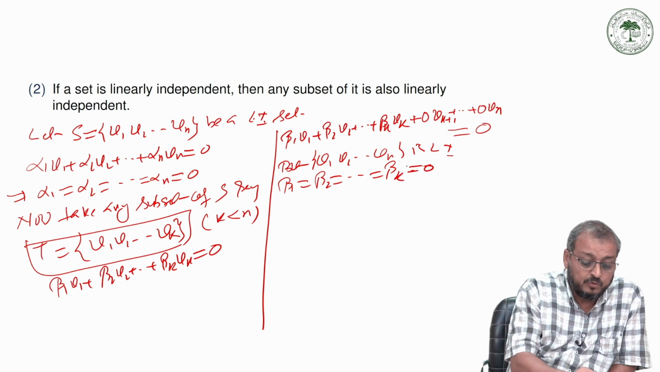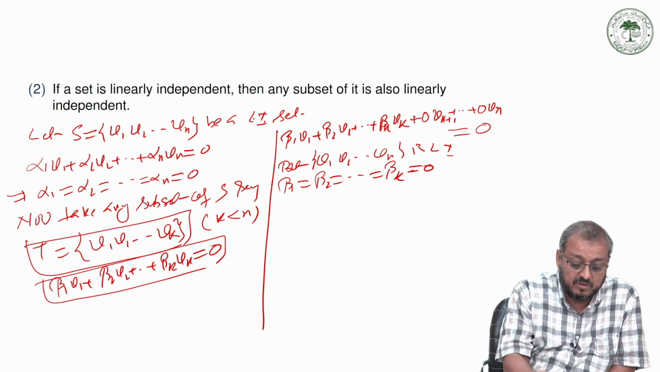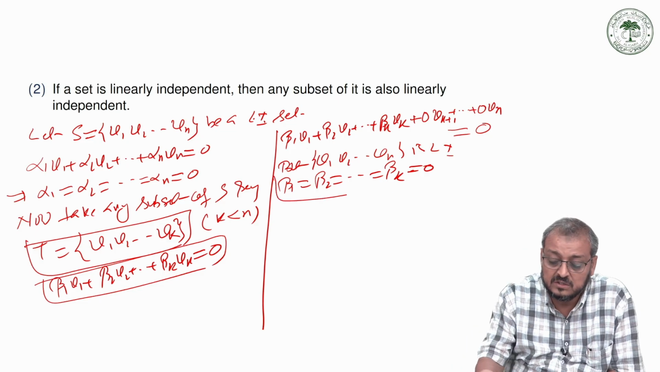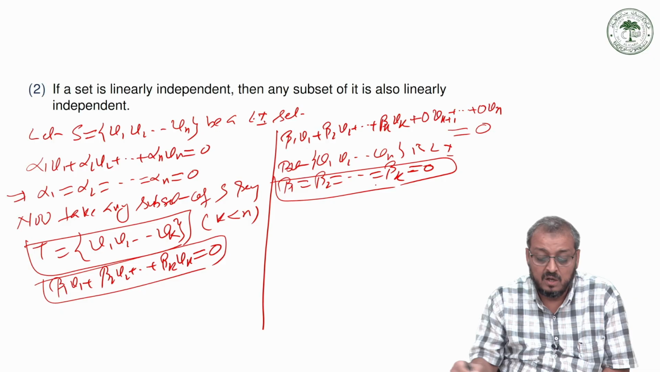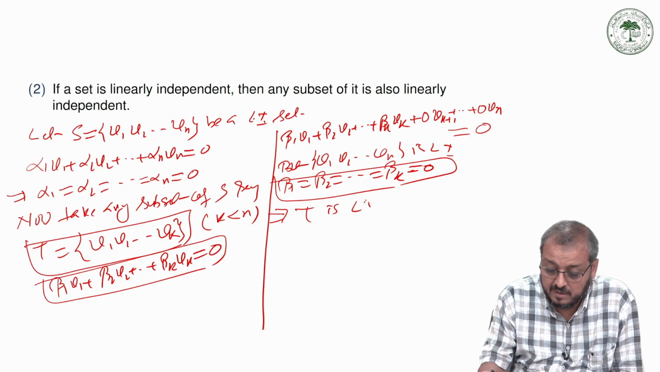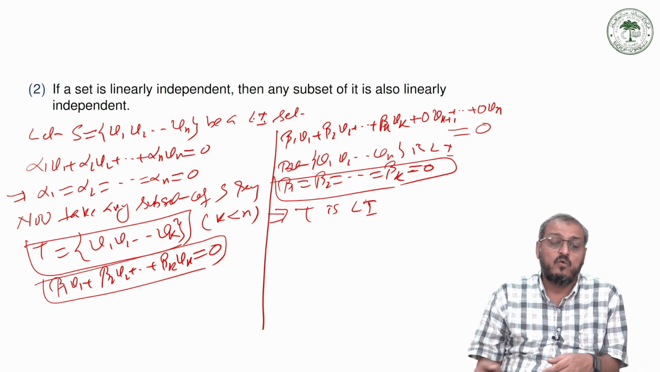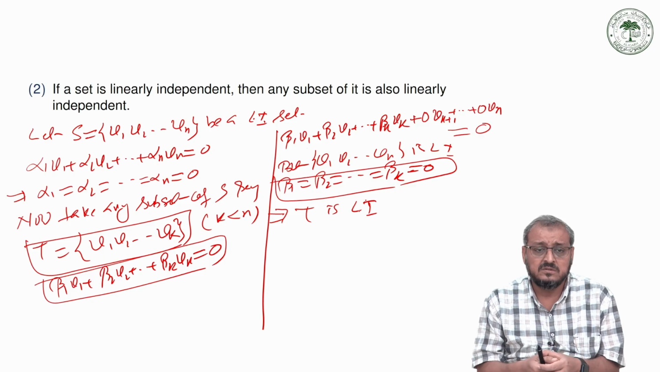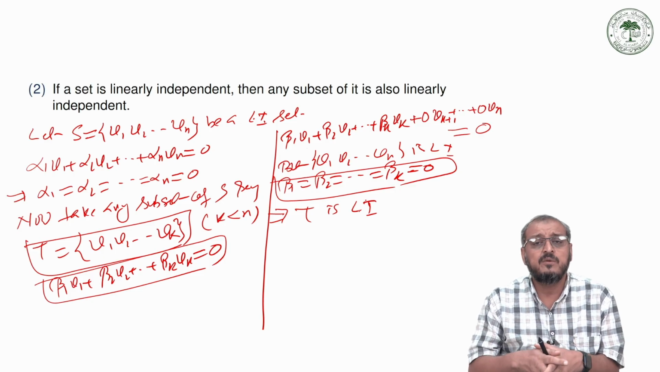So, we are assuming that this linear combination of beta 1, beta 2, up to beta k is equal to the 0 vector, and now we have to show that these scalars are 0. This implies that this T is linearly independent. So, this means we have proved that any subset of a linearly independent set is again linearly independent.